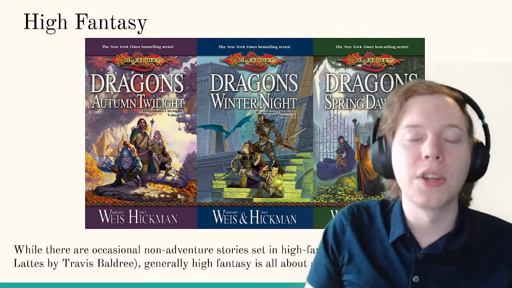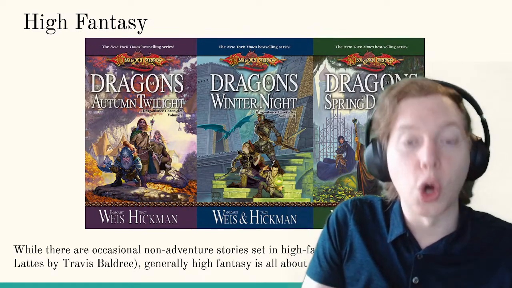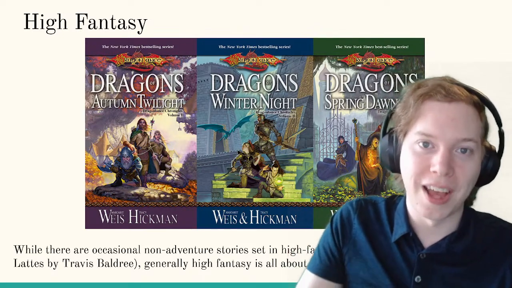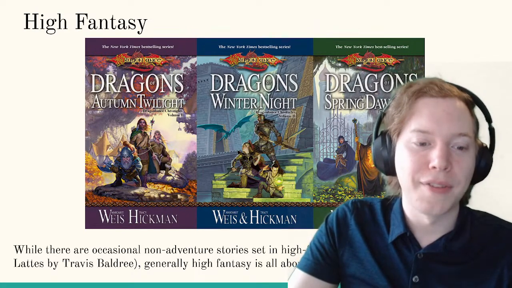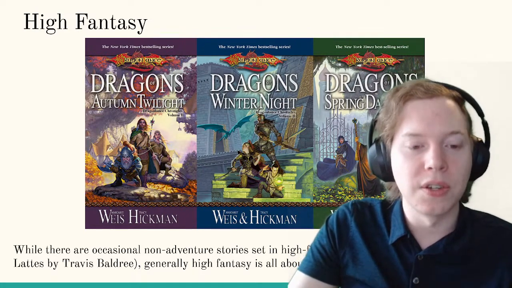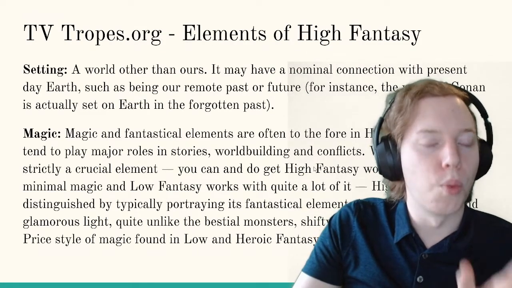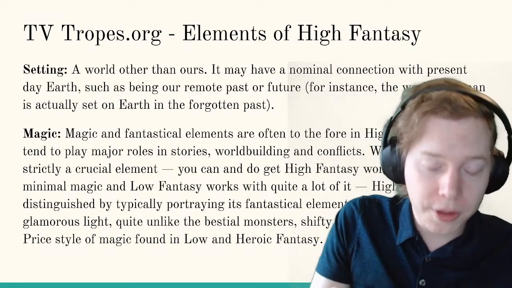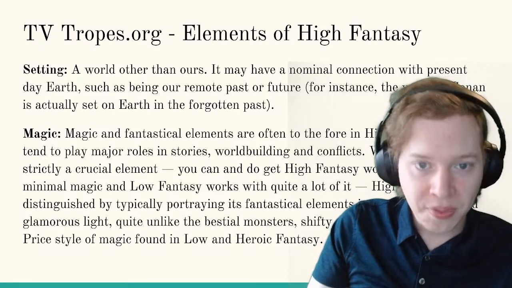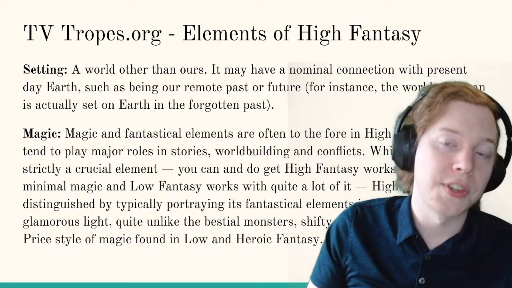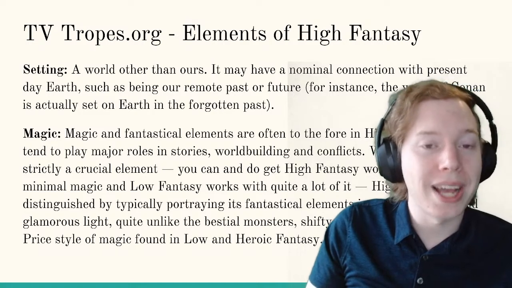So this is going to think in terms of the Tolkien genre of fantasy and adventure. Everything from your Lord of the Rings to your D&D. We have a setting that's usually going to be a world other than our own, which is called a secondary world. It might have some connection with a present-day Earth or some future or past version of Earth.